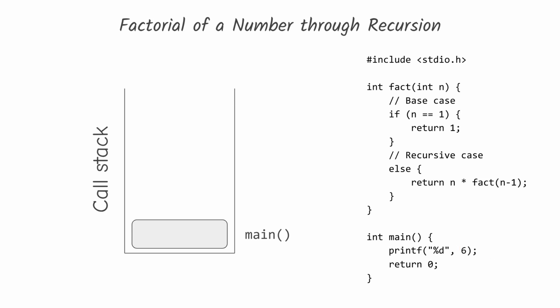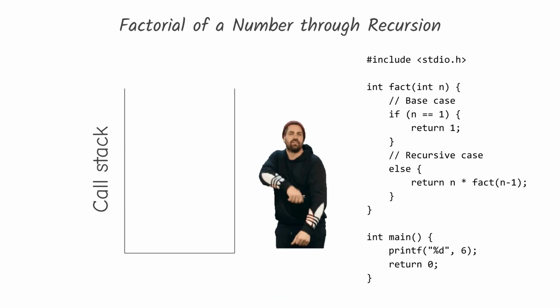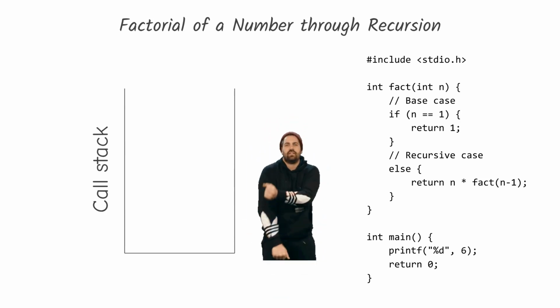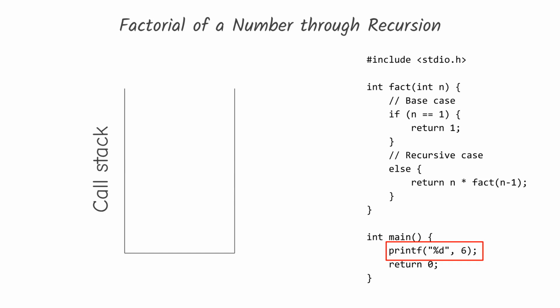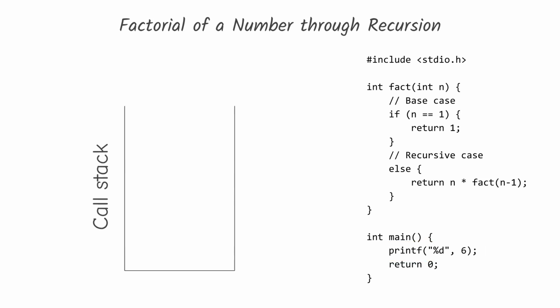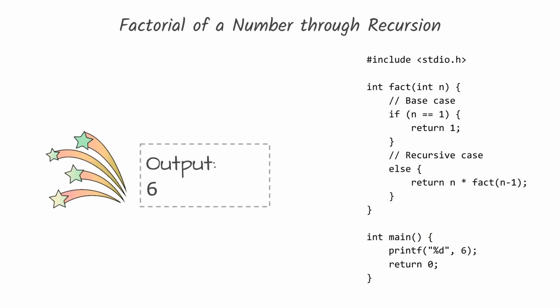After this, 0 is returned to the operating system, and the activation record of the main function is deleted. Now, we can observe, the call stack is empty. As the printf function has received value 6, the final output is 6. So, this is how the factorial of n is calculated using recursion.